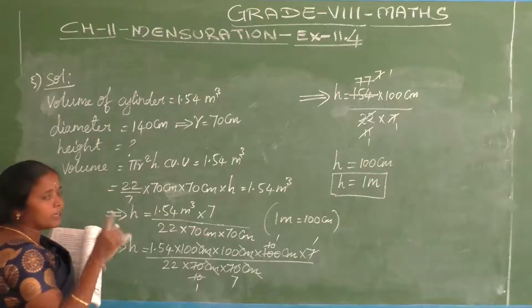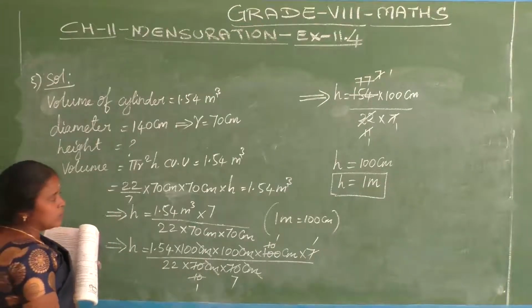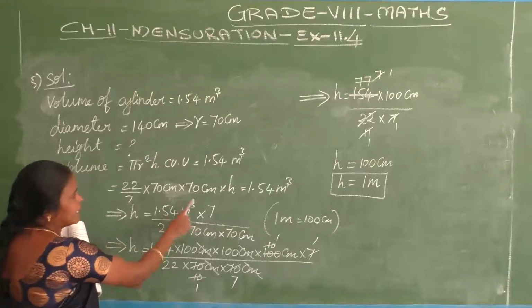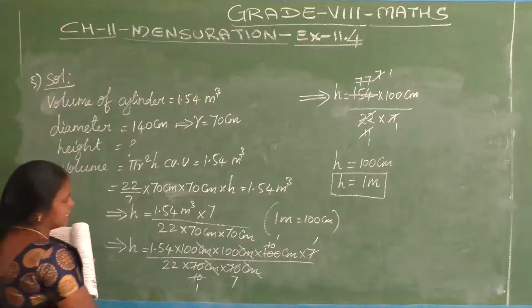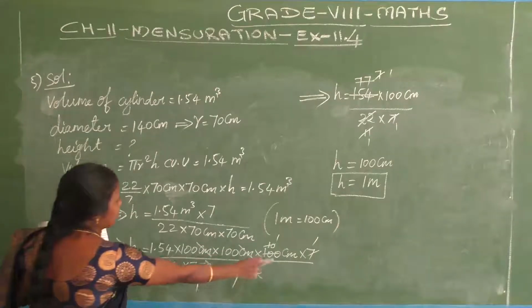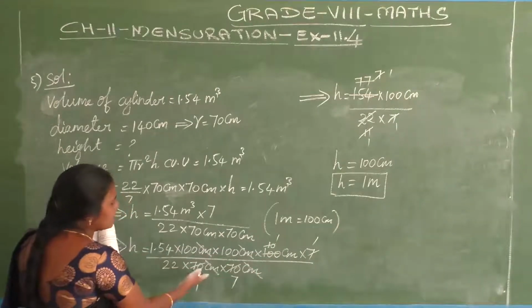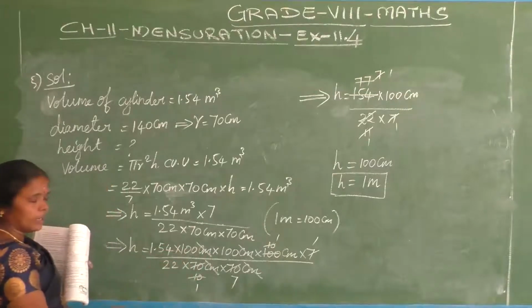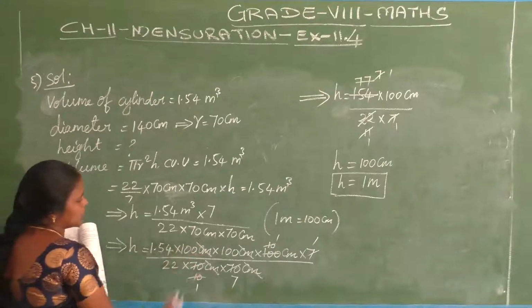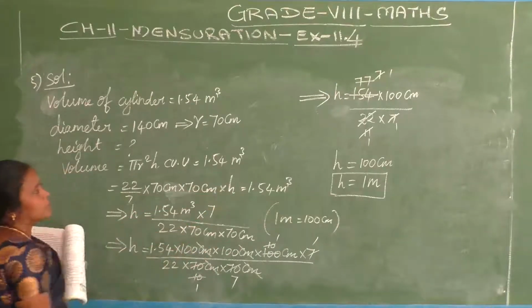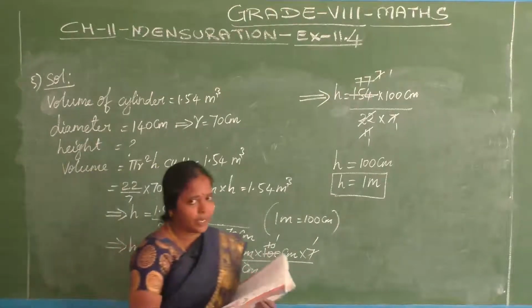Yes or no? 1 meter equal to 100 centimeter. So that meter cube can be written as meter into meter into meter. So this step is coming in product case: 100 centimeter into 100 centimeter into 100 centimeter, because the denominator also is in centimeter level. So for cancelling purpose, I changed that. Finally, after calculation, our height is 1 meter. Understood?